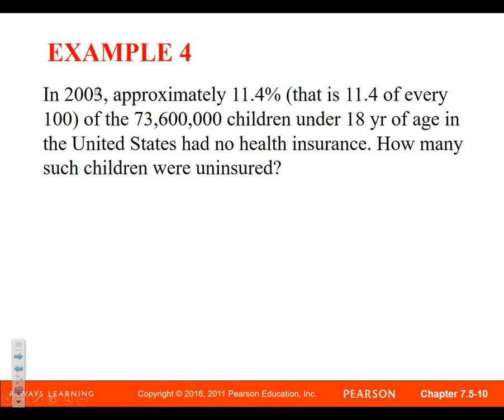Okay, so here's what we know. We know that 11.4 out of every 100 of the 73,600,000 children under the age of 18 had no insurance. The question is, how many children were uninsured? We can create two ratios. One about the fact that we already know: 11.4 out of 100. We can set that equal to our new ratio, which is I don't know out of 73,600,000. Cross multiply, solve that bad boy.